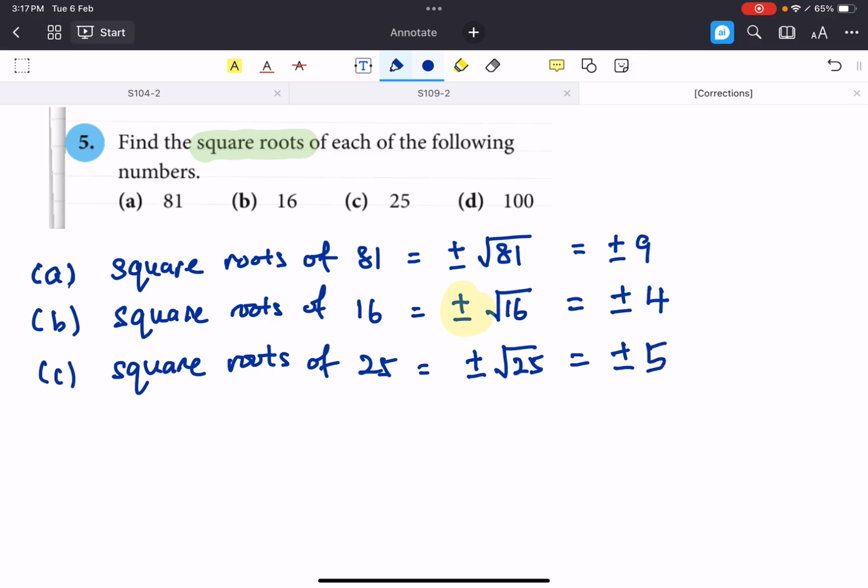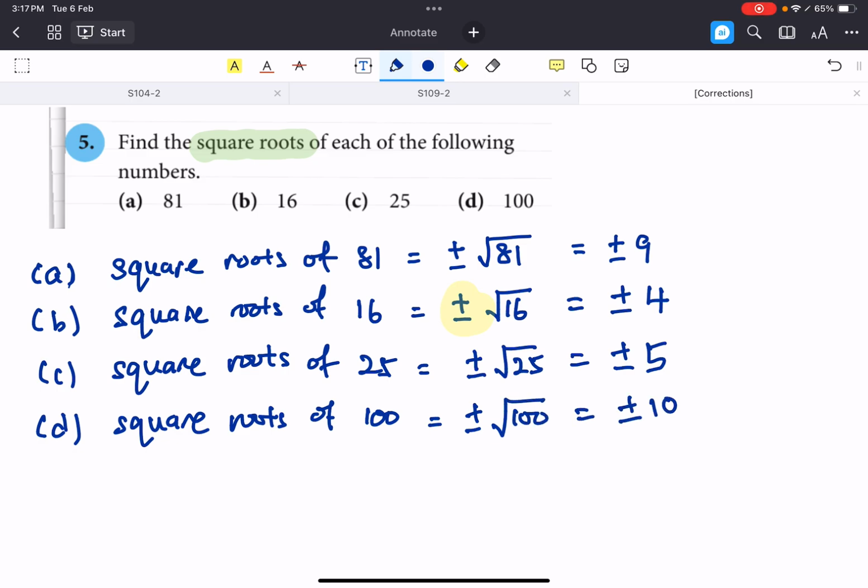And then part D, we have the square roots of 100, which is this. Same manner. This is how it should look.